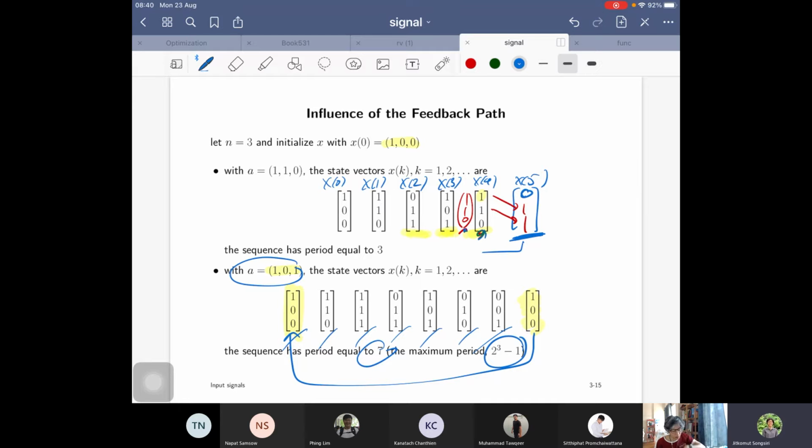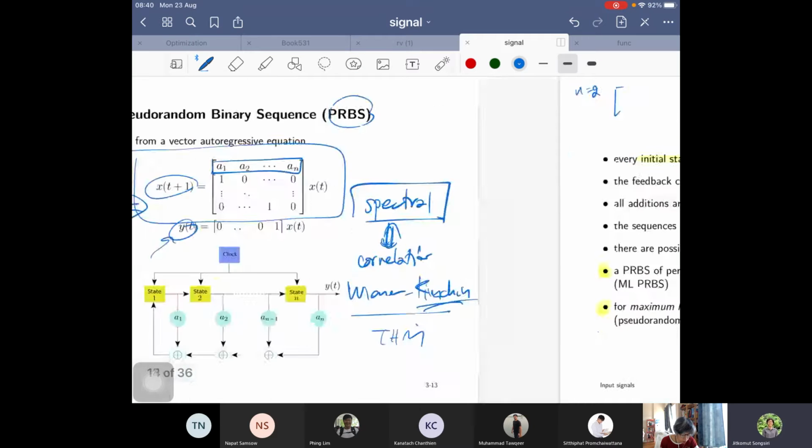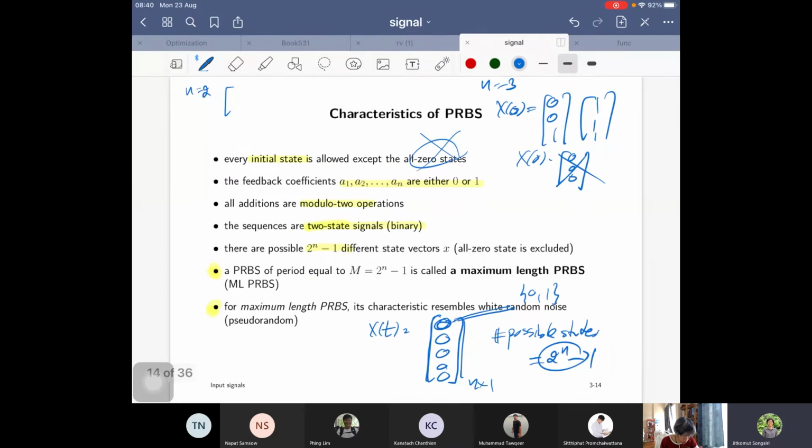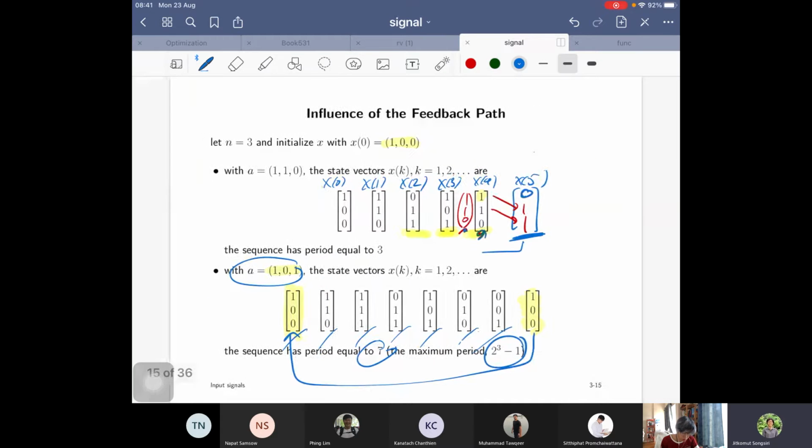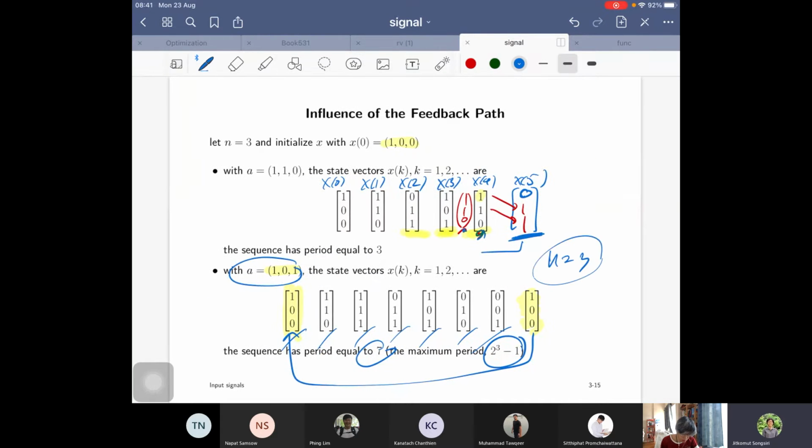The maximum period, because you mentioned earlier that there are possible 2 to the n minus 1 different states, right? So for n equal 3 it is 7. So it means that in this example, if we choose A as 1 0 1, you reach the maximum period that PRBS could give you.